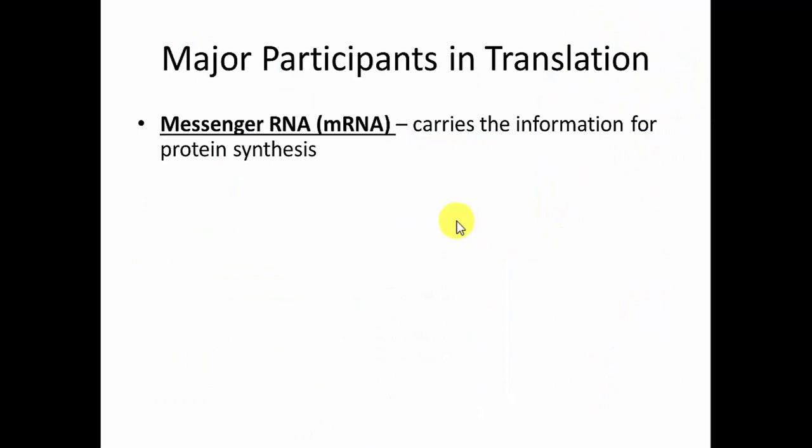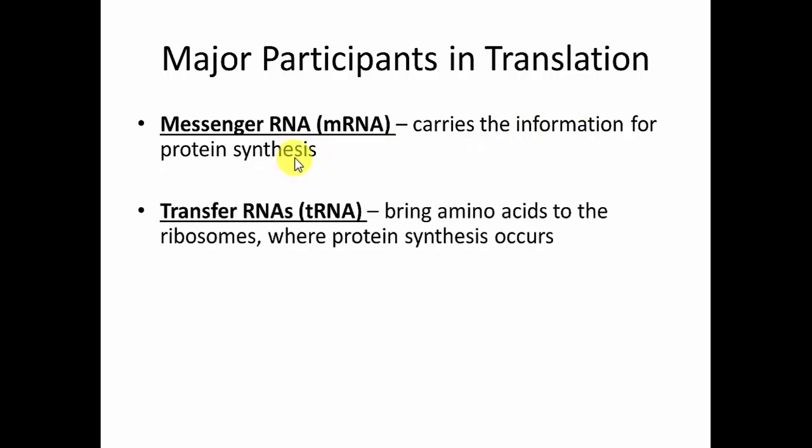Okay, so the major participants in translation start with the product of transcription, messenger RNA. Messenger RNA actually carries the information for protein synthesis in the form of codons. So the codons are essentially the manual or the recipe, the information for how to make the protein.